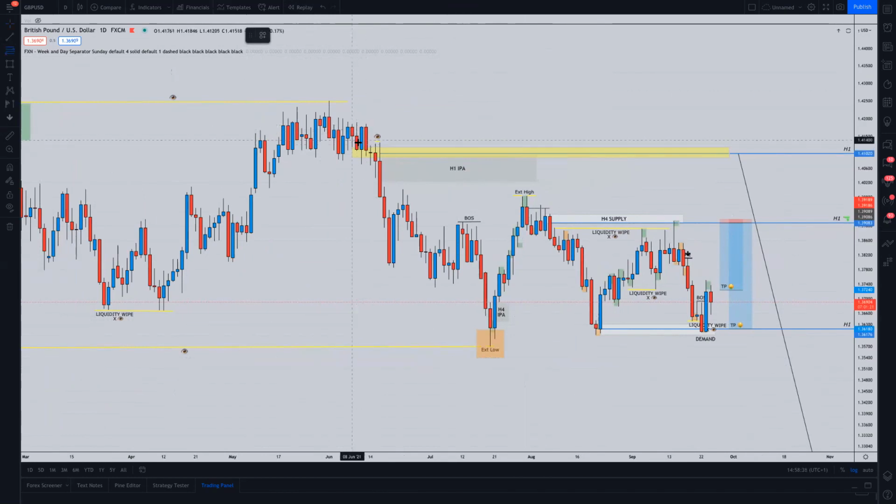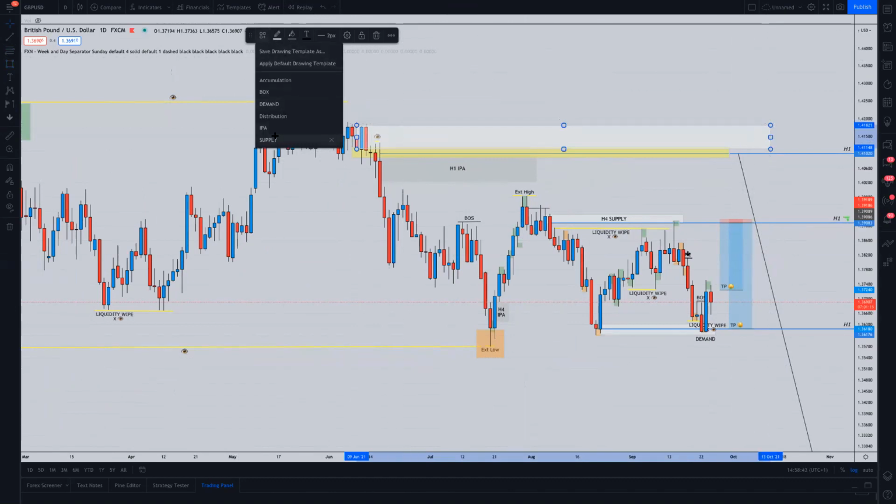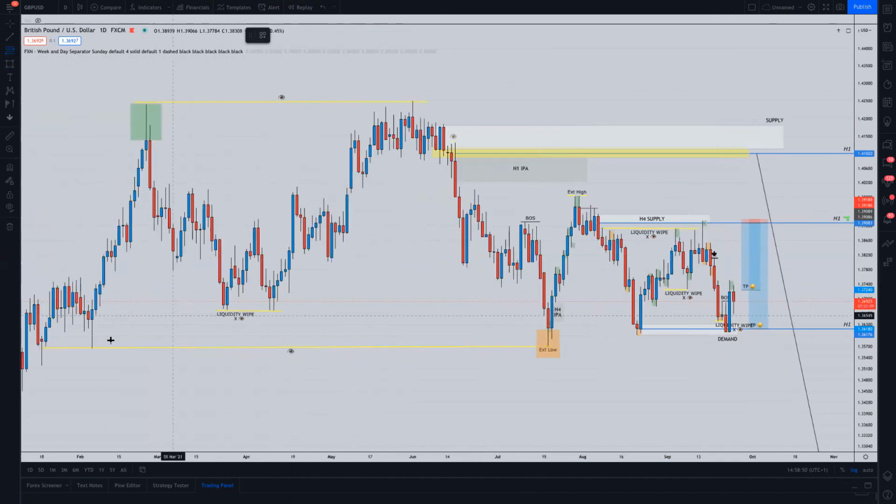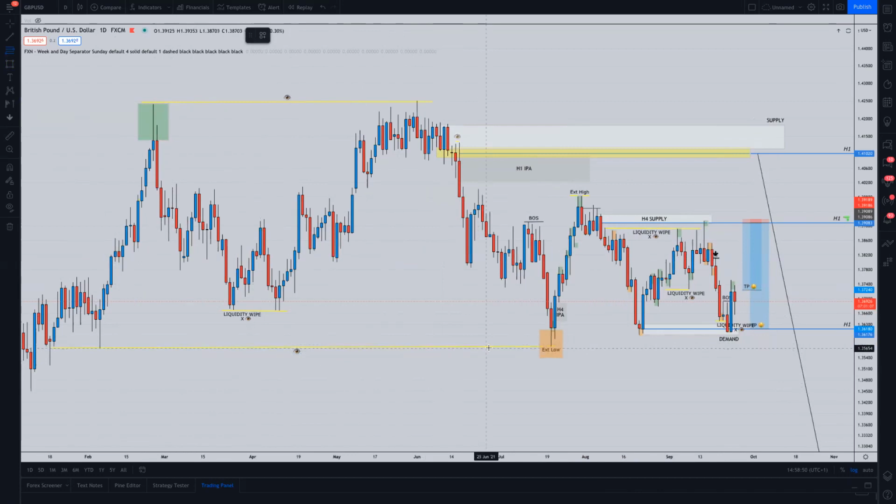We knew this supply right here needs to be fulfilled. This supply right here needs to be fulfilled. Ultimately, what have we done? We've now taken out these lows here, and now we've made equal lows here. So we know that's a target for the future. Again, if I just show you that picture, let me just exit this.